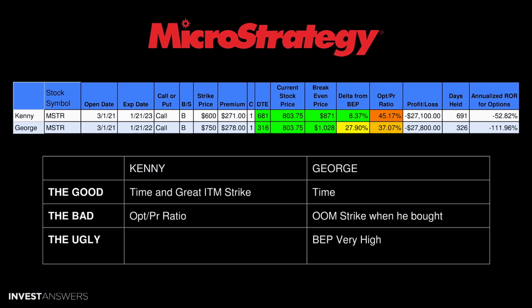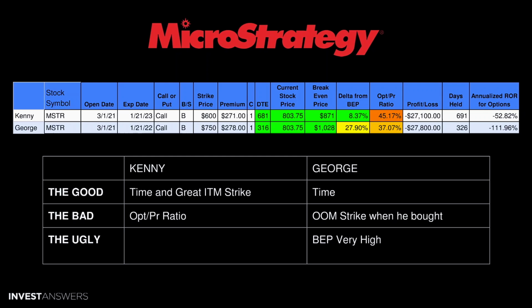Anyhow, here we are. We've got Kenny and we've got George. So Kenny bought the leaps going out to 2023, which is awesome. Buying time is great. Strike price is great at 600, premium 271. So he's got like 680 days to make this trade happen, make it work. And the current stock price is 803. His break even is 871. And he's only 8% away from making this trade work. In fact, he's probably already in profit because he has so much time value in his option.